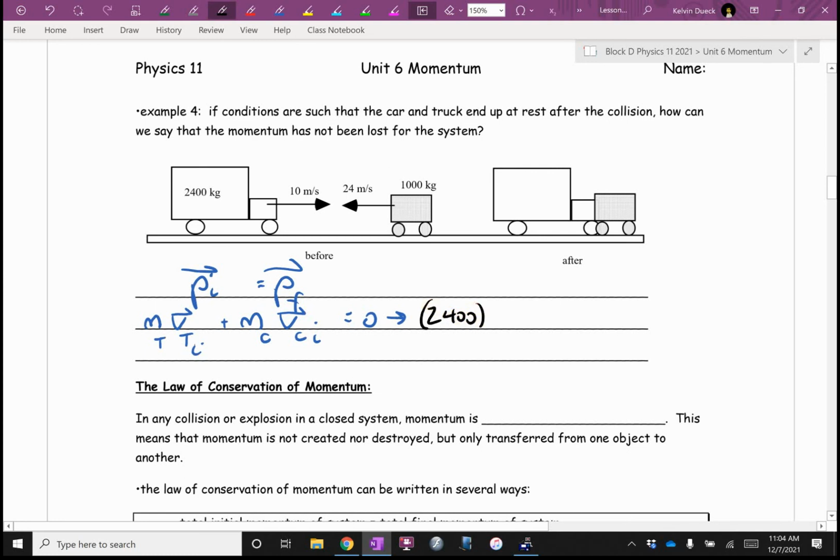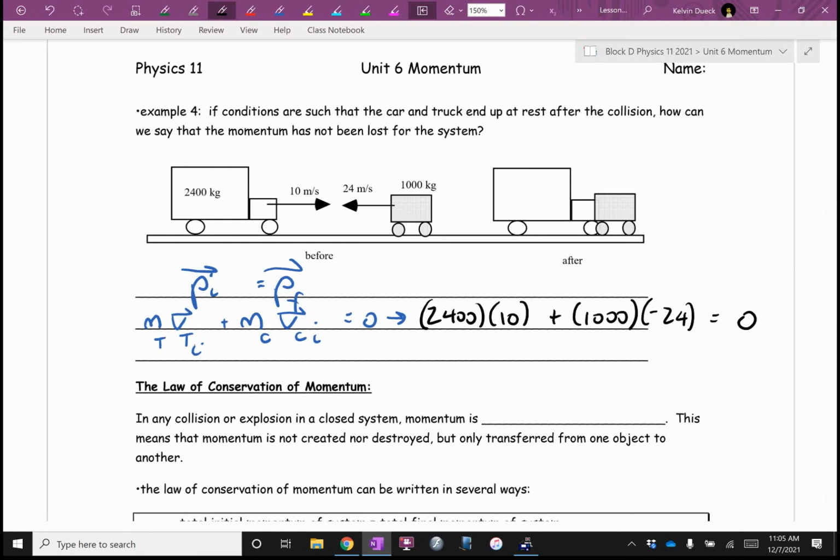What's the initial velocity of the truck? What's the mass of the car? Anyone? 1,000? What's the initial velocity of the car? Negative 24, because they're in opposite directions. Does that work? Do you get a 0? Yeah, you get positive 24,000.